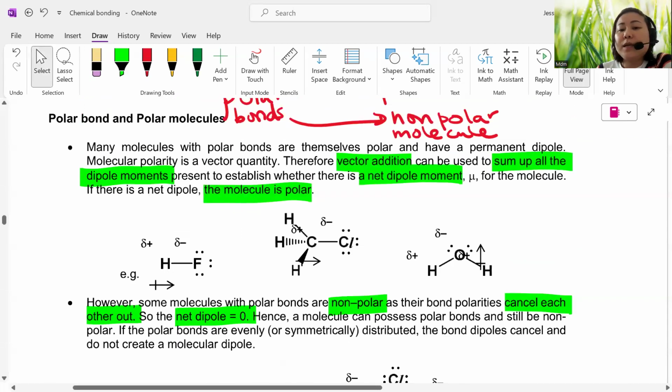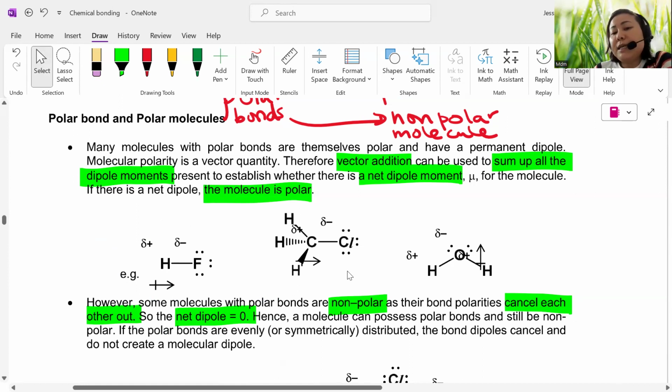All right, so let's look at some examples, okay? So over here, HF. The dipole moment is pointing towards F. And there's only one dipole moment, so there's no way it can be cancelled out. So therefore, it will always be there. So there is a net dipole moment in the molecule, so HF is polar.